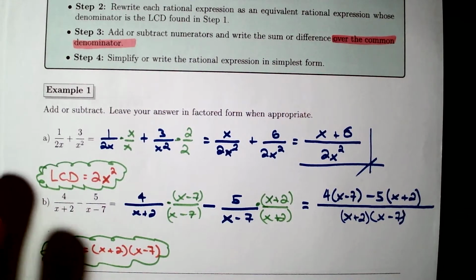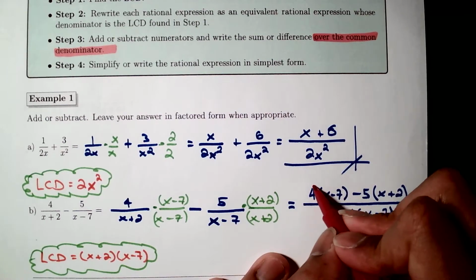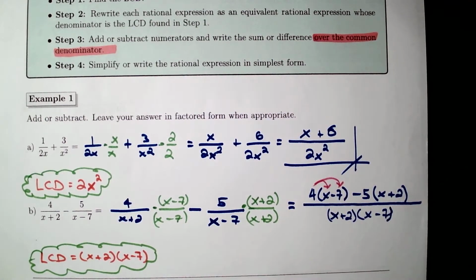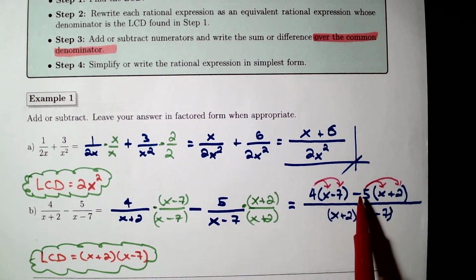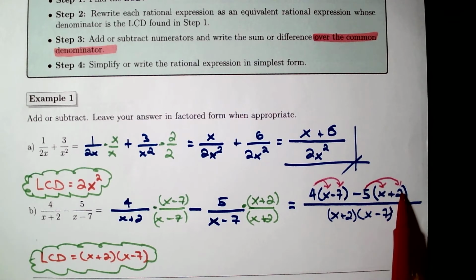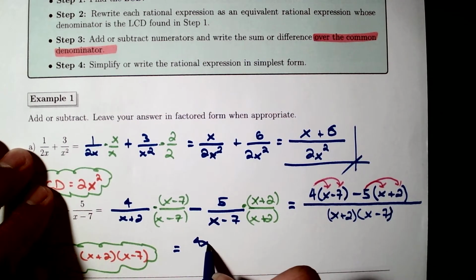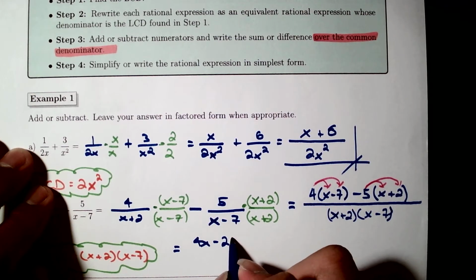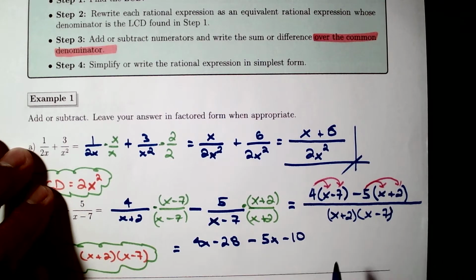So then from here, what we'll be doing next? Well, that is correct. You thought right. Distribute and distribute. Notice in this case, this negative sign will affect both the x and the 2. Okay? So 4 times x, that's a 4x. 4 times negative 7, that's a negative 28. Minus 5 times x. And negative 5 times negative 2, that's a negative 10. And divide by the LCD.